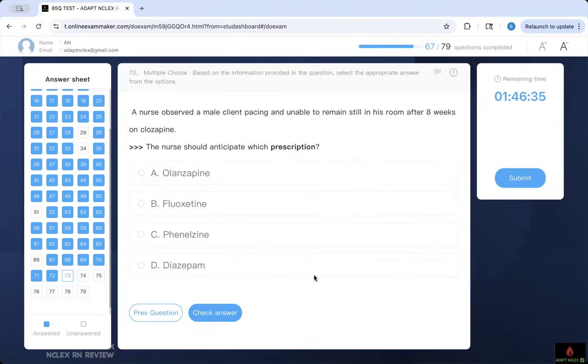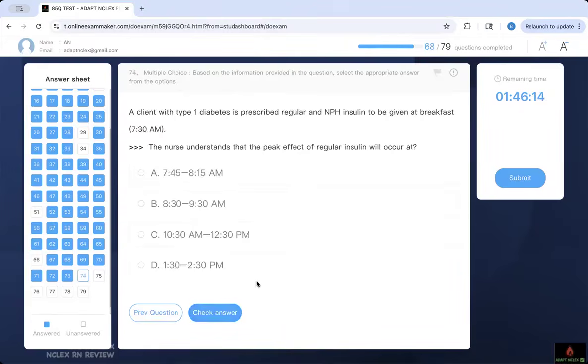Akathisia caused by what? Antipsychotic. How do you treat it? Anticholinergic, anticholinergic, anticholinergic. If there's no anticholinergic, slow them down. You can use what? Olanzapine is also an antipsychotic. Fluoxetine is an SSRI. Phenytoin is an MAOI. What do you give? Based on that, benzodiazepine. That's the way you answer this question.